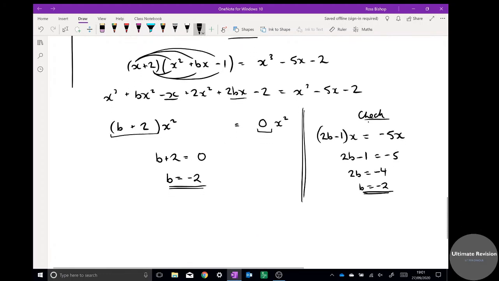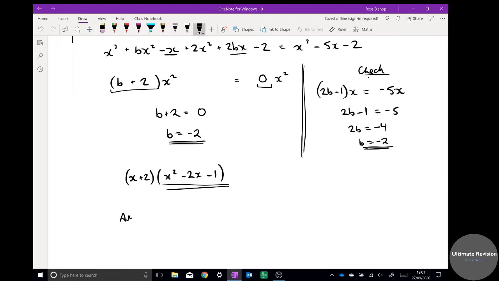Okay, so my final answer is x plus 2, and the quadratic factor is x squared minus 2x minus 1. So the actual answer, the quadratic factor of that cubic, is going to be x squared minus 2x minus 1. That times that gives me the cubic. Okay? Right, let's have a look at a slightly different one.